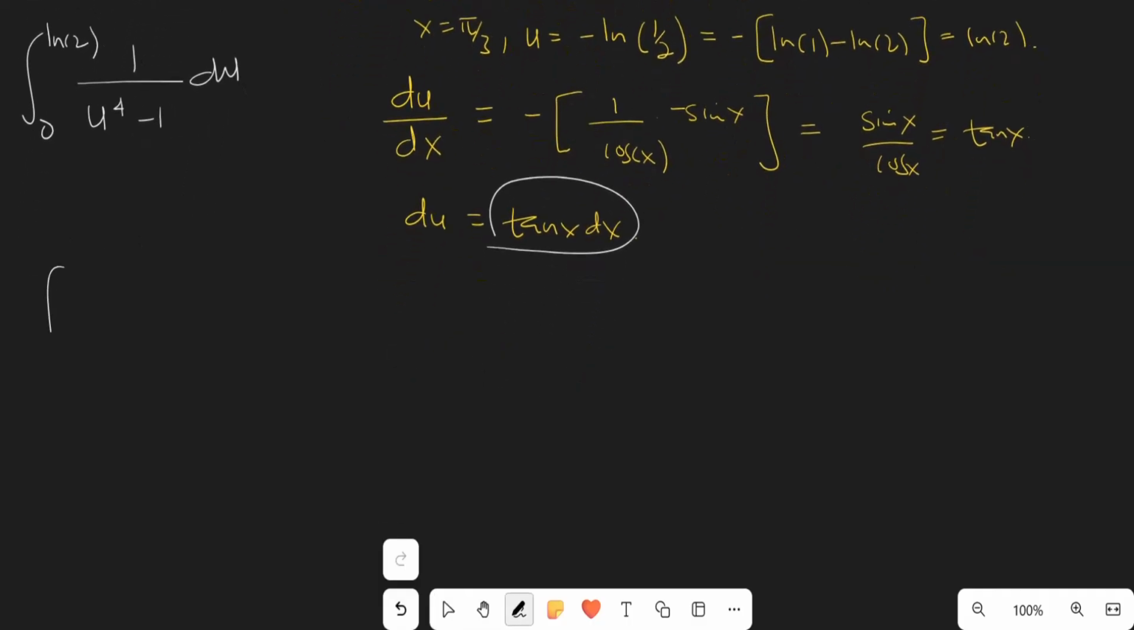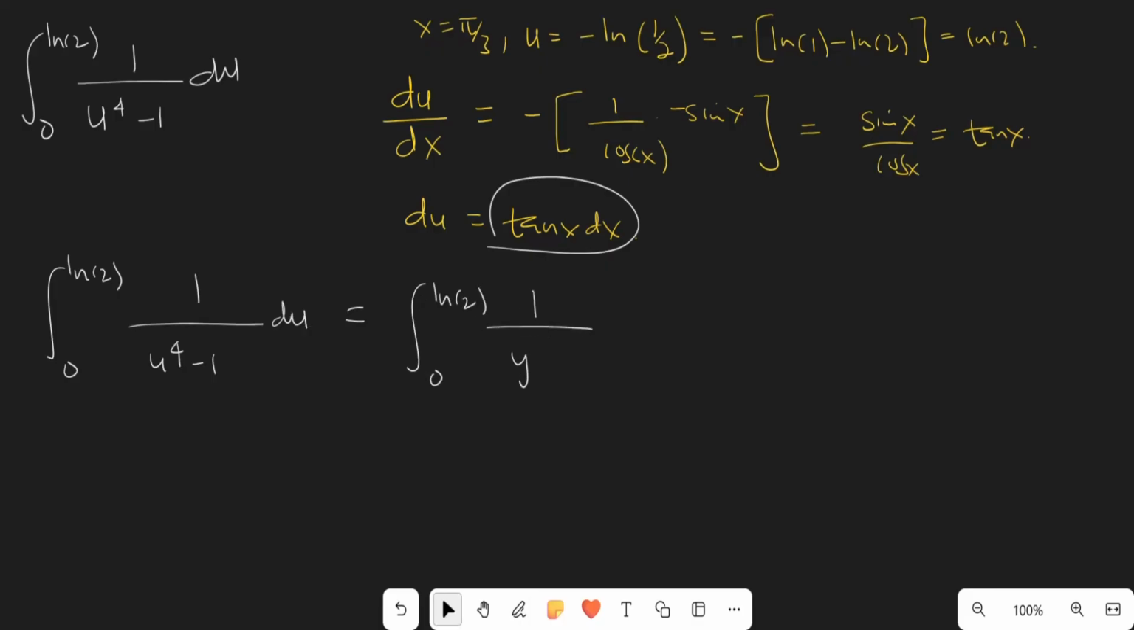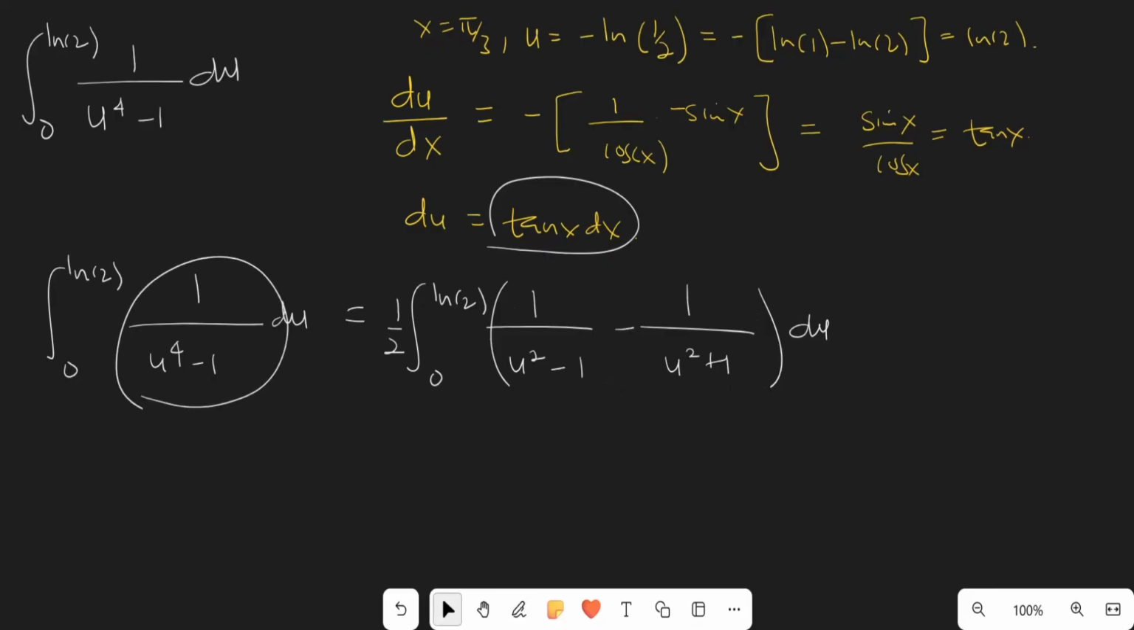So our integral is now something familiar. You can use partial fractions to split this one down. This one is 1 all over u raised to the power 4 minus 1 du, and that is going to be the integral from 0 to ln of 2 of 1 all over u squared minus 1 all over u squared plus 1, all this du. But we have to multiply by 1/2. And this is how this one can be split.